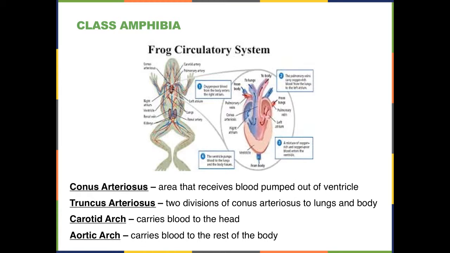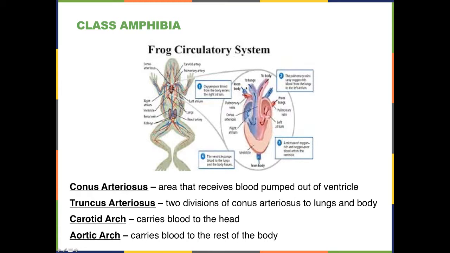So let me go through that again. You start out with blood from the lungs coming in the left side and pumped into the ventricle from the left atrium. Blood from the circulation, which comes from the body into the sinus venosus, from the body above into the sinus venosus, and all of that goes into the right atrium from the sinus venosus. This is then also pumped into the ventricle. This together is then pumped out through the conus arteriosus, which divides into the truncus arteriosus, one of which goes to the body, one of which goes to the lungs.